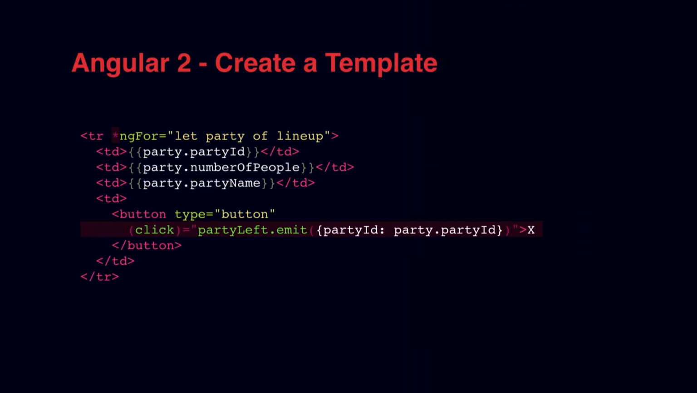And that's the template. Once again, these things come from the inputs. Party ID number, party was one of the inputs. And this is one of the events being emitted. It's just an event emitter. So when you click this button, it emits an event with the current ID.